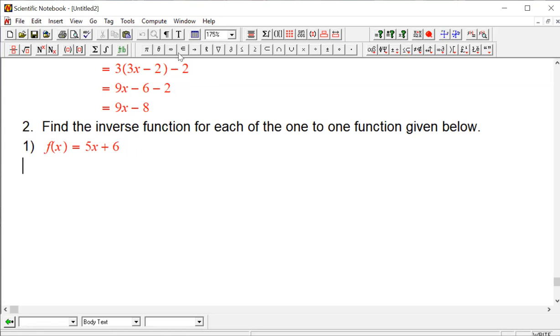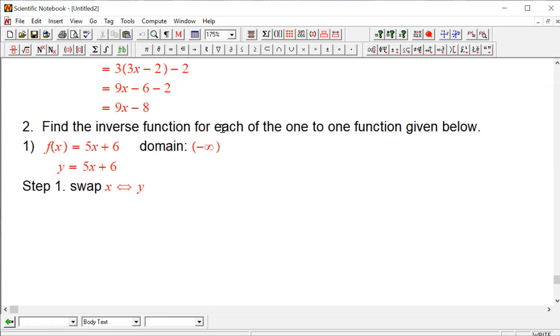To find the inverse, we start with y equals 5x plus 6. There are 2 steps. Step 1: swap x and y. Domain and range are the same here. The domain is all real numbers.